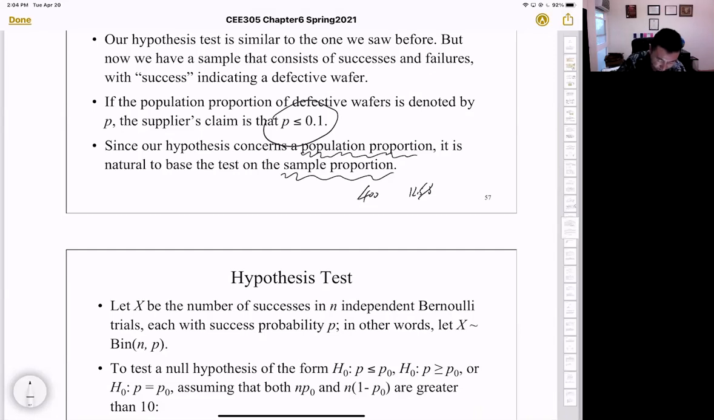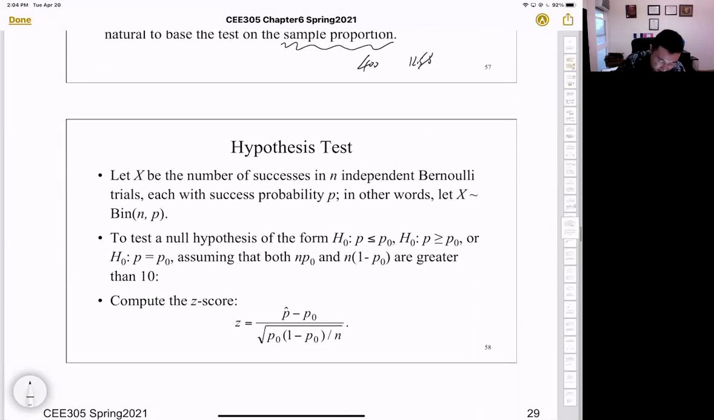If we define X as the number of successes in independent Bernoulli trials, and each trial has success probability P, we know X will follow binomial (n, p). This is based on what we learned from chapter 2. Binomial means we have n identical Bernoulli trials, and each trial has the same success probability P.